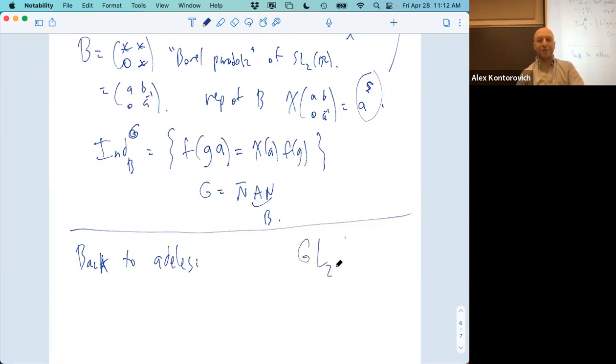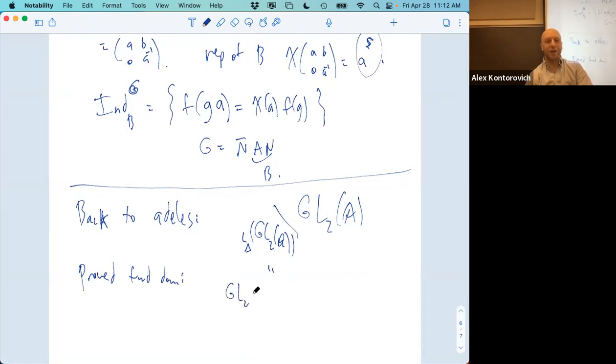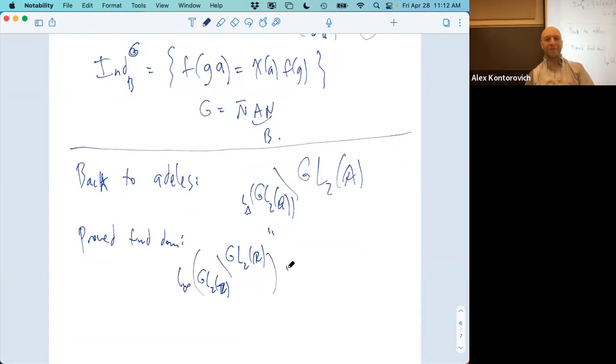So I have GL2 of the Adeles mod GL2Q. Of course, this is diagonally embedded. I keep stressing the various embeddings. And for a finite volume quotient, we proved a fundamental domain for this is a domain for GL2R mod GL2Z, which is not finite volume. The infinite embedding of this cross a product over all primes of SL2ZP. This was this compact bit. You remember this was a strong approximation theorem. Okay, so how are we going to lift?